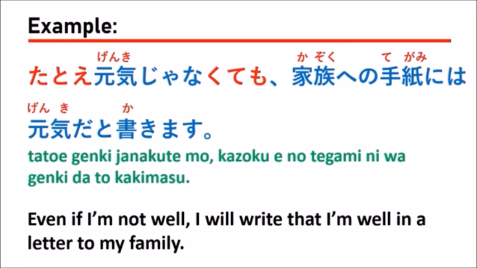genki. Genki is a na-adjective. So when you use it, you can say janakutemo or dewanakutemo. Genki janai, genki dewanai, they have the same meaning. Since janai ends with i, we change it similar to the i-adjective form. In this case, we cut out the i and end with kutemo. So we can say genki janakutemo.